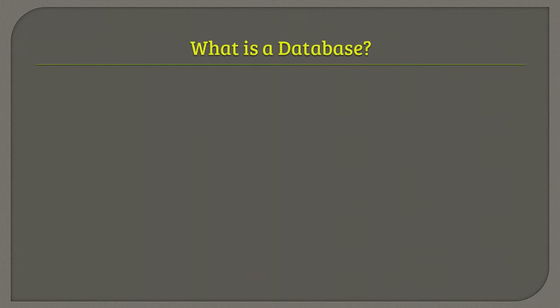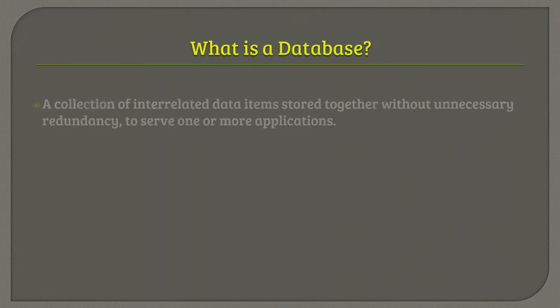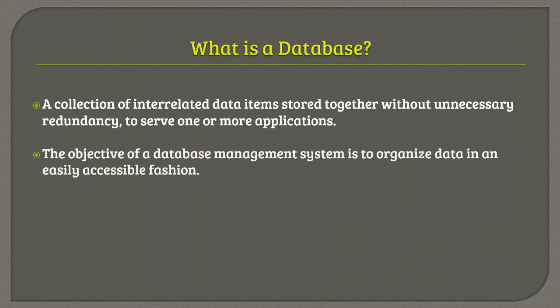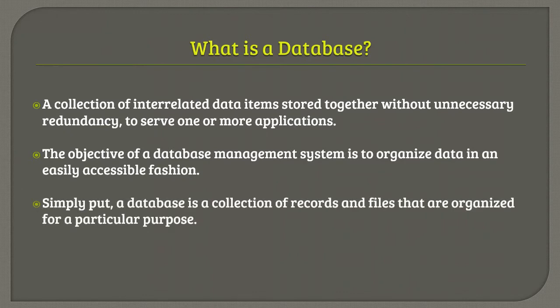Let me first explain what a database is. A database is a collection of interrelated data items stored together without unnecessary redundancy to serve one or more applications. The objective of a database management system is to organize data in an easily accessible fashion. Simply put, a database is a collection of records and files that are organized for a particular purpose. Organic Grain Growers Database is just that.